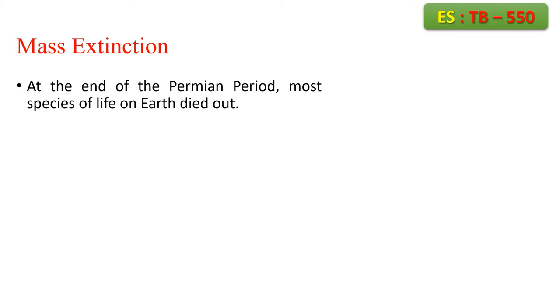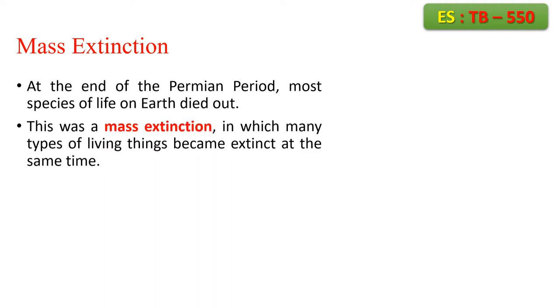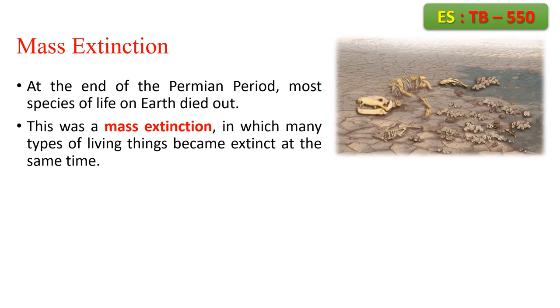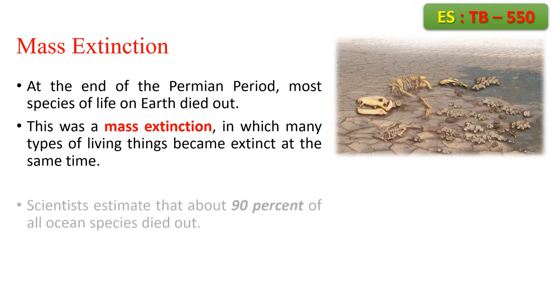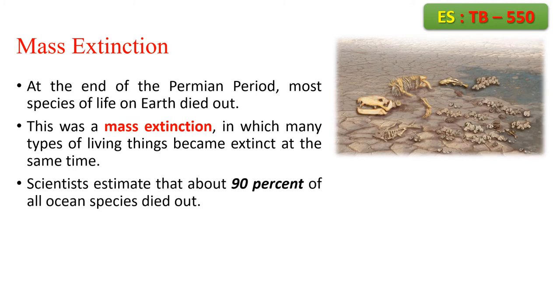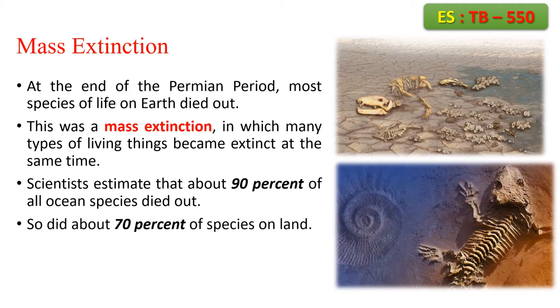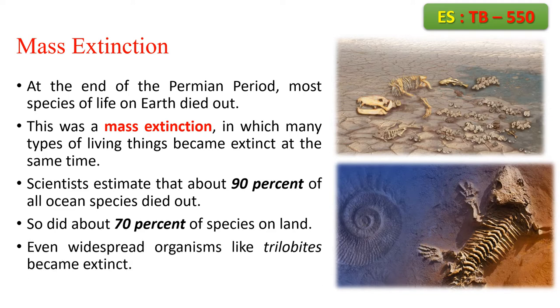Mass extinction. At the end of the Permian period, most species of life on Earth died out. This was a mass extinction in which many types of living things became extinct at the same time. Look at the diagram. You can see some of the fossils affected by mass extinction. Scientists estimate that about 90% of all ocean species died out. So did about 70% of species on land. Even widespread organisms like trilobites became extinct.